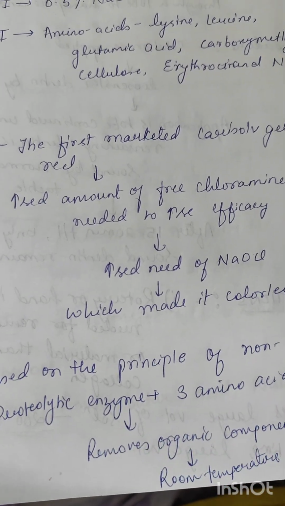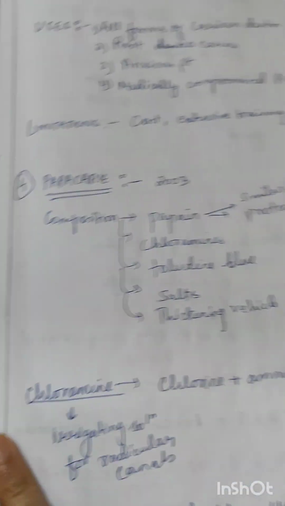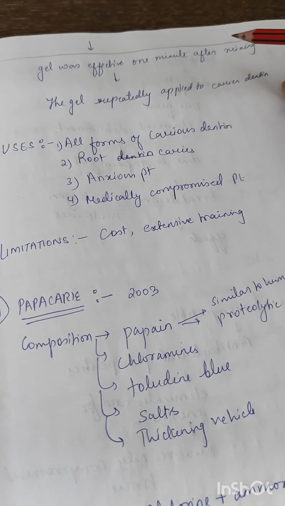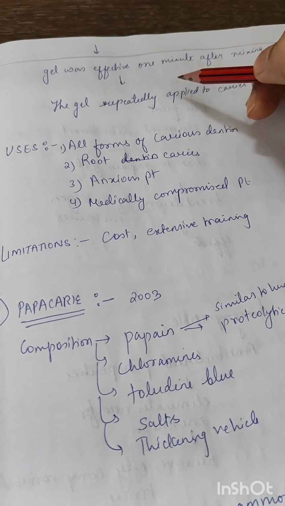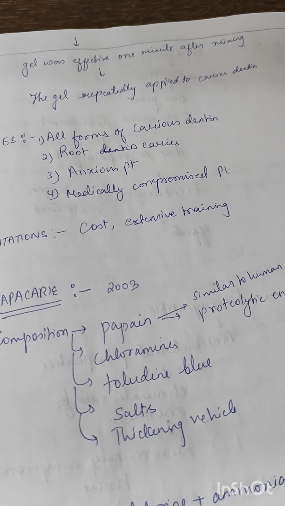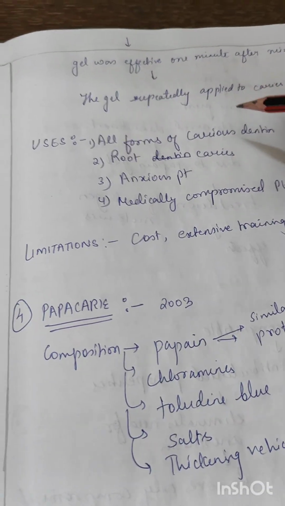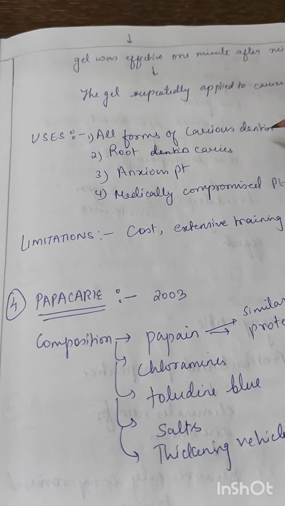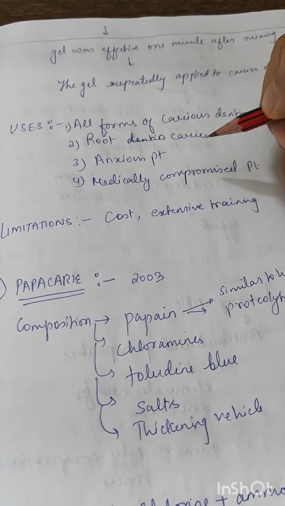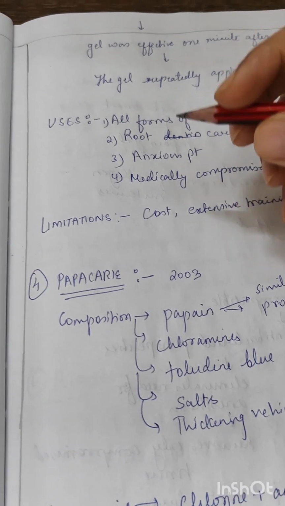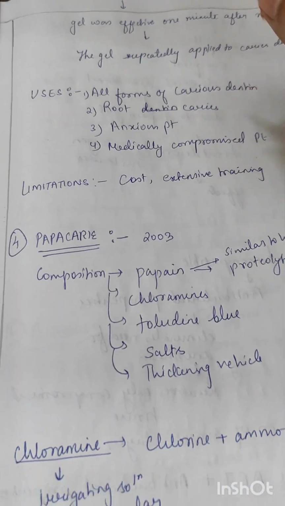Mode of action: it is based on the principle of a non-specific proteolytic enzyme plus 3 amino acids, which removes the organic component at room temperature. This gel was effective for 1 minute after mixing, and the gel was repeatedly applied to the caries dentine. It can be used in all forms of caries dentine, root caries, anxious patients, and medically compromised patients, but the limitations were cost and extensive training.